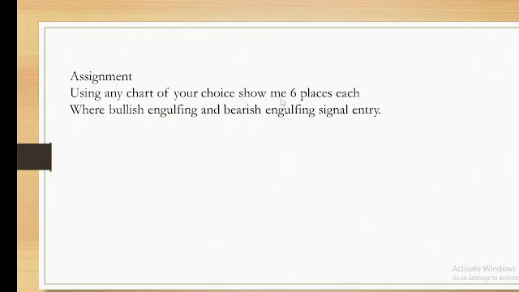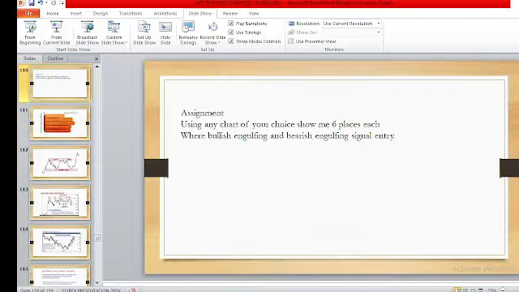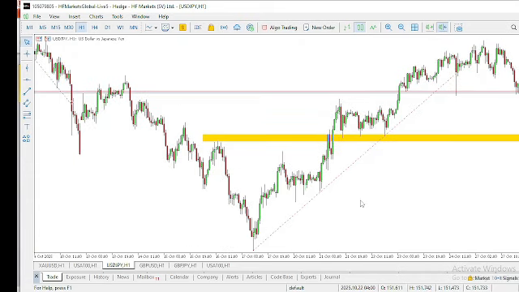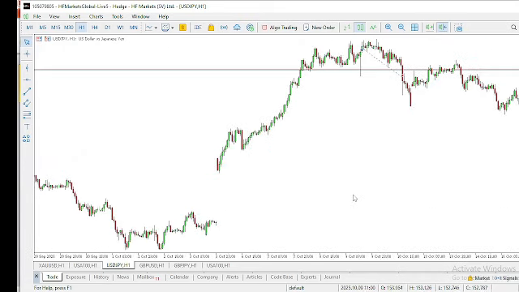Use any chart of your choice. Show me 6 places each where bullish engulfing and bearish engulfing candles are formed and signal entry. So let me quickly show you a live chart.